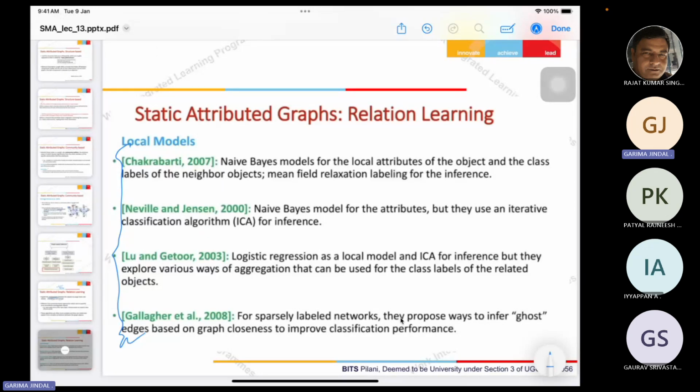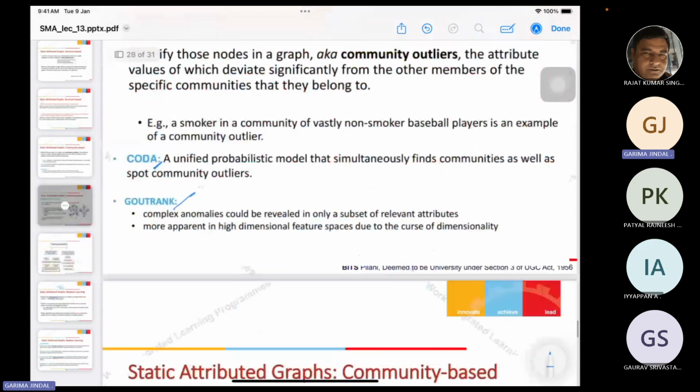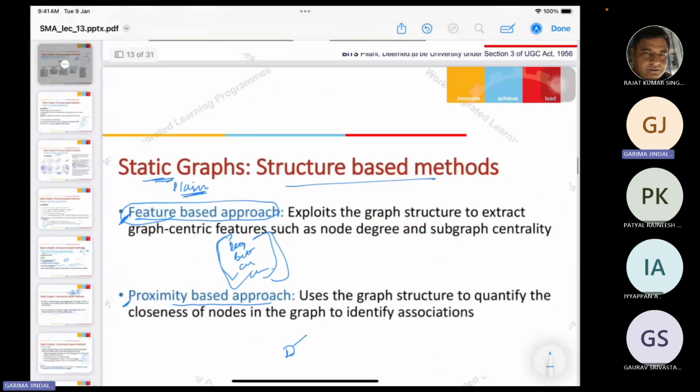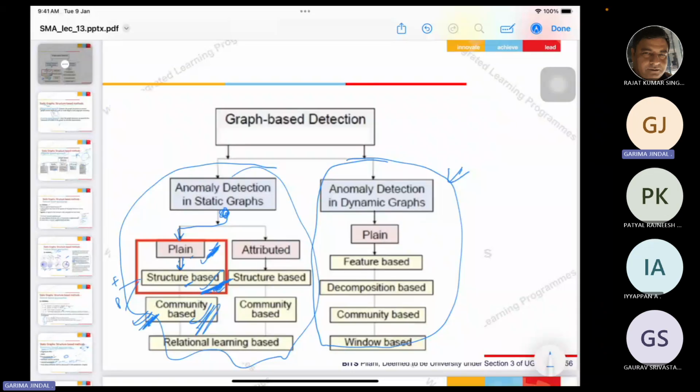You can see that most of these algorithms are naive Bayes-based models, and logistic regression. Using these techniques, you can use the relationship between the nodes and identify whether it is anomalous or not. Okay, so with this, we end the discussion on this topic. I have not given you much detail on this topic here, but at a high level, we have discussed all these methods.